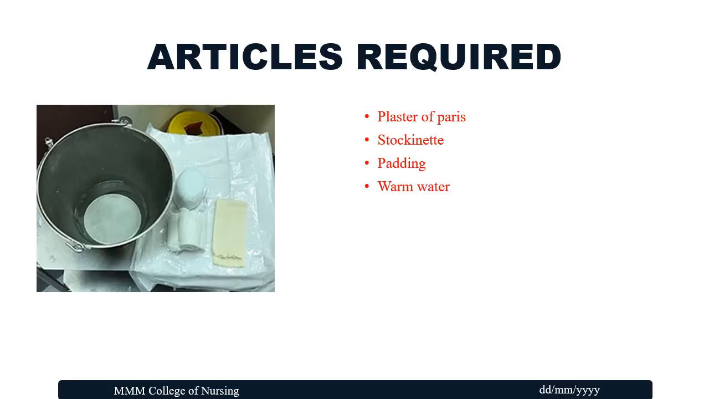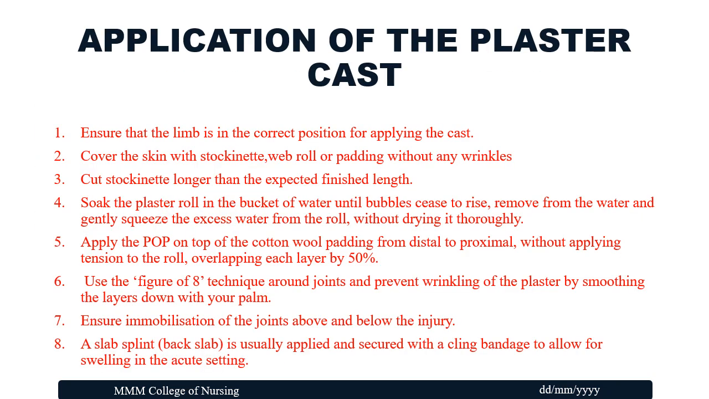Okay, so these are the types of cast. Now we are moving on to the articles required. So articles required are plaster of Paris, stockinette, padding and warm water to soak the plaster of Paris. Now, the application. How can we apply the plaster of Paris?